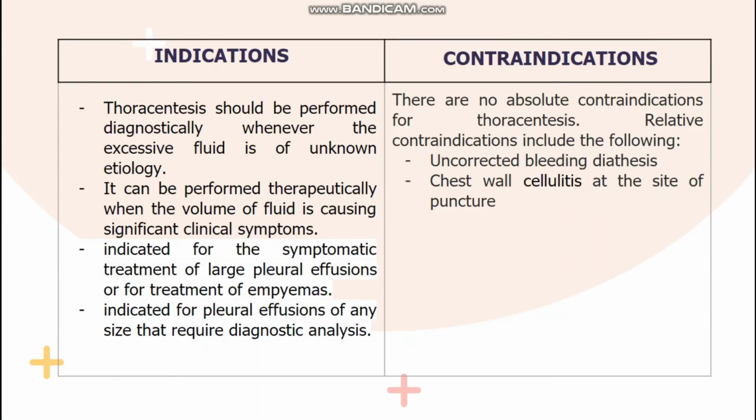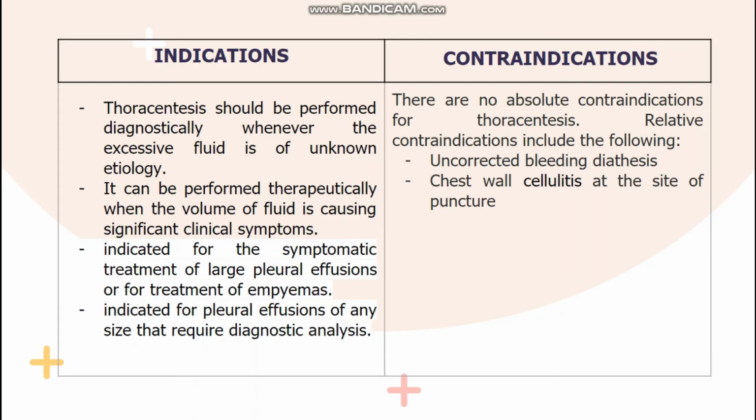Indications of thoracentesis. Thoracentesis should be performed diagnostically whenever the excessive fluid is of an unknown etiology. It can also be performed therapeutically when the volume of fluid is causing significant clinical symptoms. It is also indicated for the symptomatic treatment of large pleural effusions or for treatment of empyema. Empyema is a collection of pus in the pleural cavity. It is also indicated for pleural effusions of any size that require diagnostic analysis.